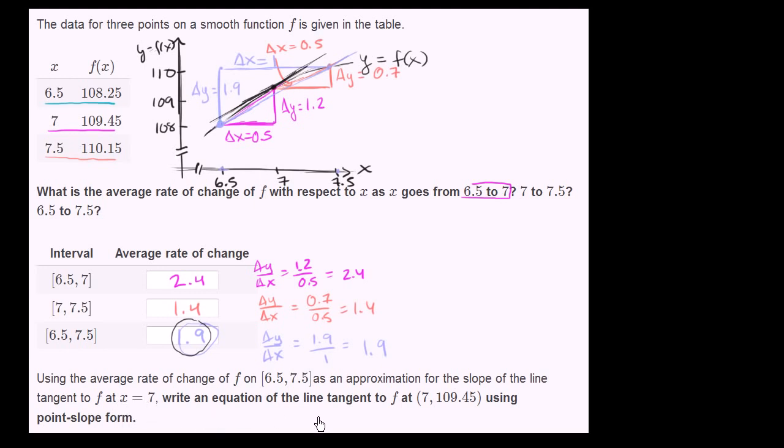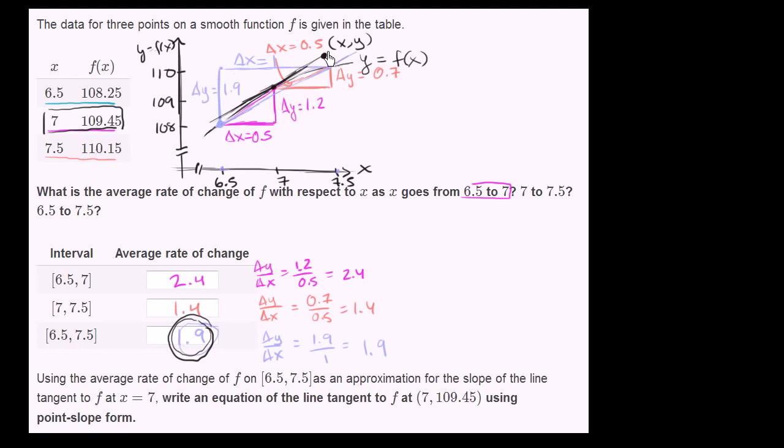They say write an equation for the line tangent to f at 7, 109.45 using point slope form. So it's going to be a line, we're going to use this as an approximation for slope, and it's going to contain this point, where the tangent touches the curve. And so point slope form, just as a reminder, is just another way of saying that every point x comma y on this line, if we were to find the change in x and change in y relative to this point right over here, is always going to have a constant slope.